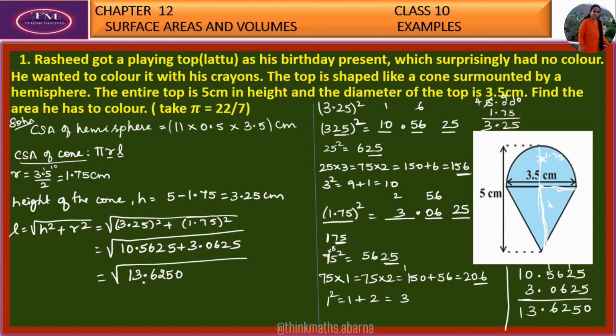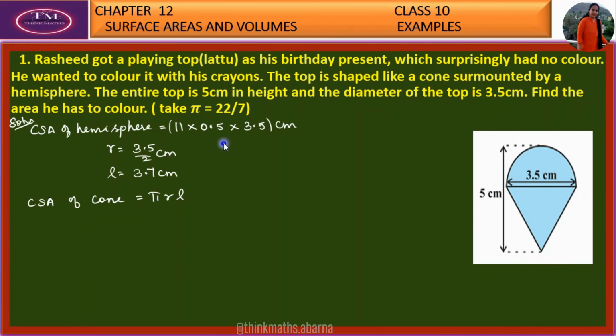So square root of 13.6250 is 3.7. This is the value of L. Now we have to find out the curved surface area of the cone and add it with this. So let us do that in the next page. So from the previous pages, we found the curved surface area of hemisphere. Radius is 3.5 by 2 and L is equal to 3.7. You can use the radius as 3.5 by 2 or 1.75. So if you use 3.5 by 2, we can easily simplify it by simplifying with numerator and denominator.